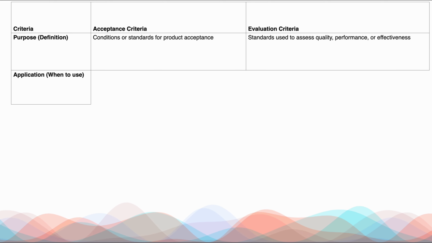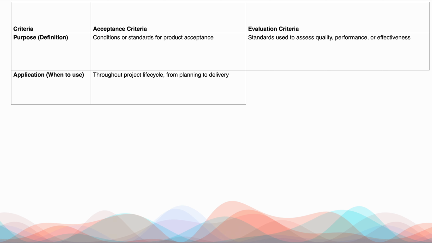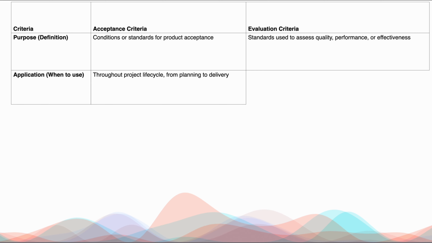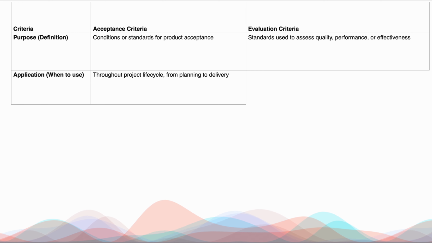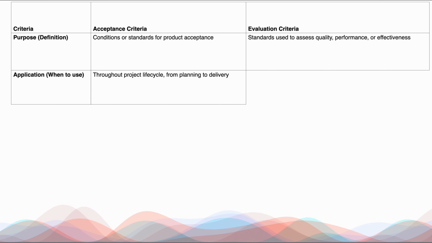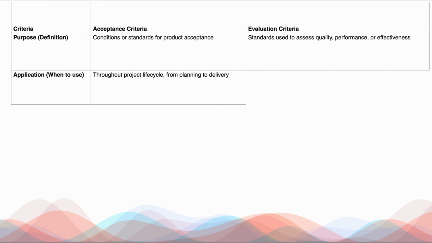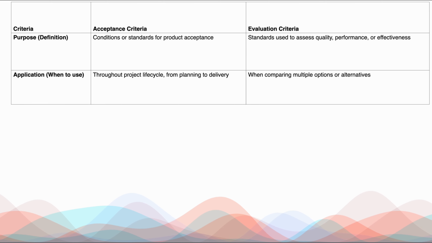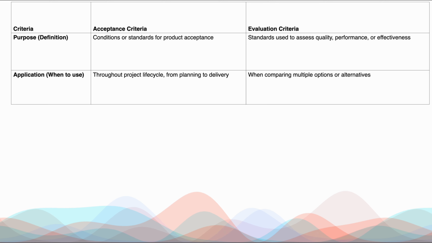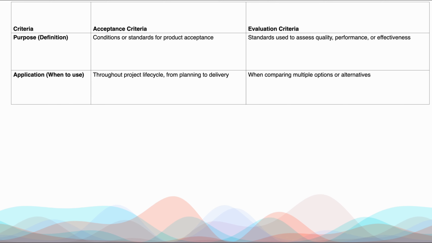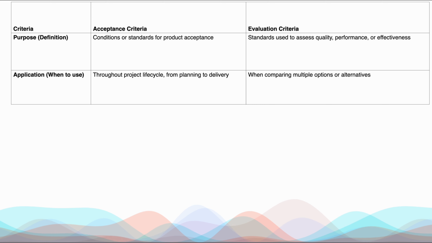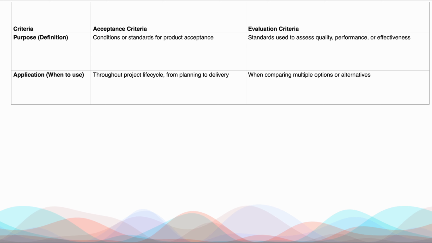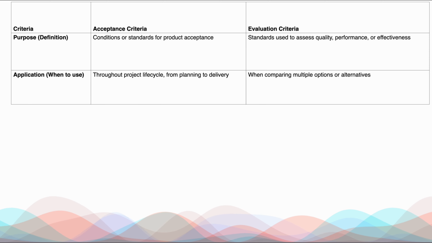Next is when to use. When to use acceptance criteria: throughout the project lifecycle, from planning to delivery, till it gets delivered, we'll use acceptance criteria. Every time we use it in order to accept the conditions or standards applied on the product. When can we use evaluation criteria? When comparing multiple options or alternatives, when you assess quality, performance, or effectiveness. No matter what, you will have multiple options, and you can select any one of those solutions or alternatives based on the quality, performance, and effectiveness.